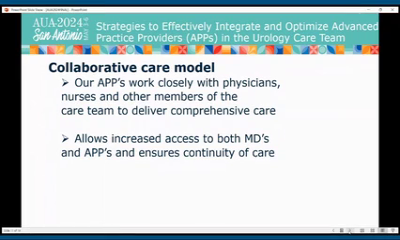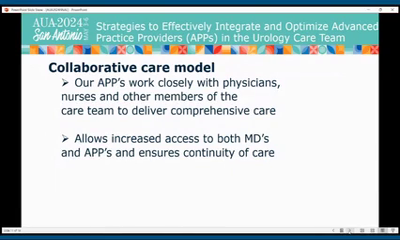By working in a collaborative setting, it really allows the physician to focus their time on complex cases, surgical procedures, research, and teaching, while the APPs can handle routine follow-ups, post-ops, patient education, and preventive care. It really maximizes the productivity of both urologists and APPs. So our APPs work very closely with our physicians, nurses, and other members of our care team to deliver comprehensive care. It also allows increased access to both MDs and APPs, and it helps ensure continuity of care with our patients.